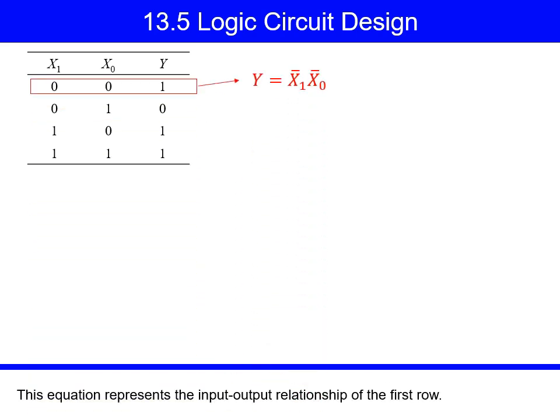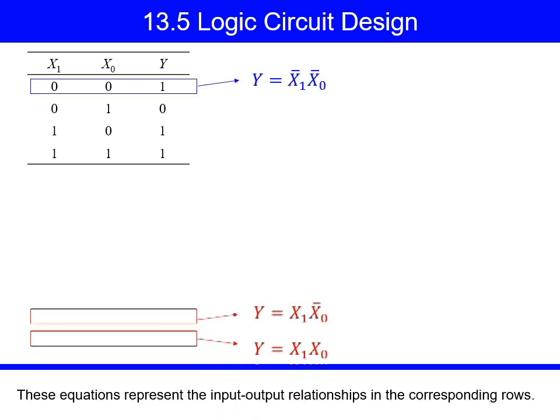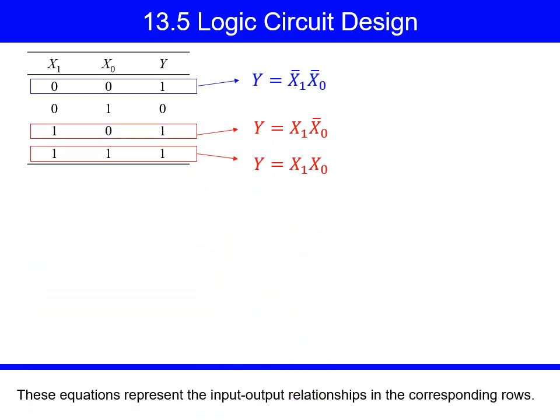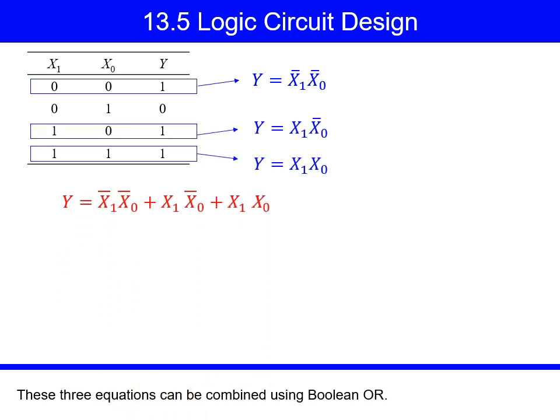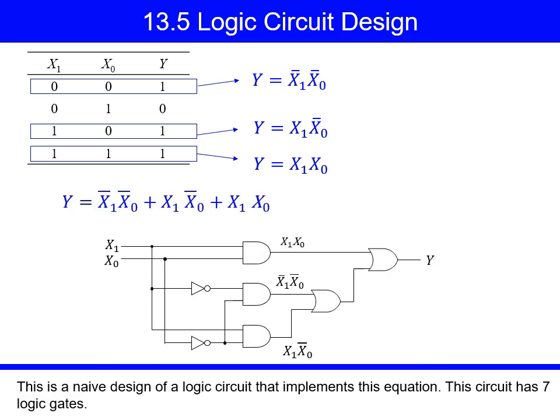This equation represents the input-output relationship of the first row. These equations represent the input-output relationships in the corresponding rows. These three equations can be combined using Boolean OR. This is a naive design of a logic circuit that implements this equation. This circuit has 7 logic gates.